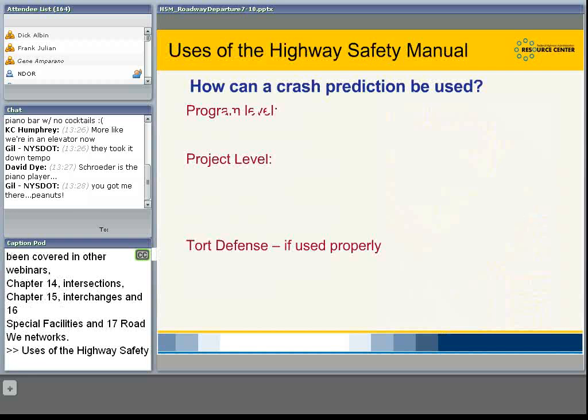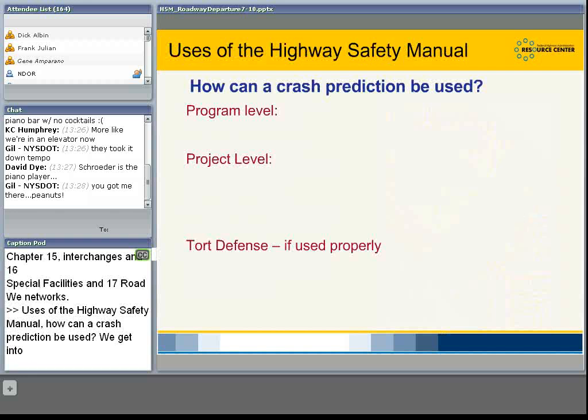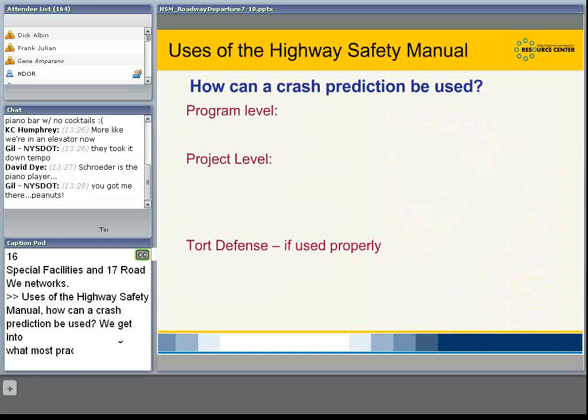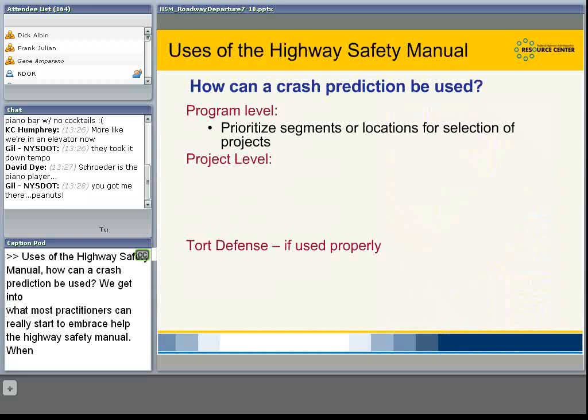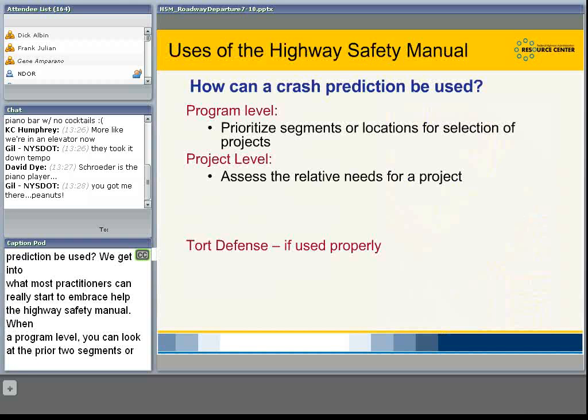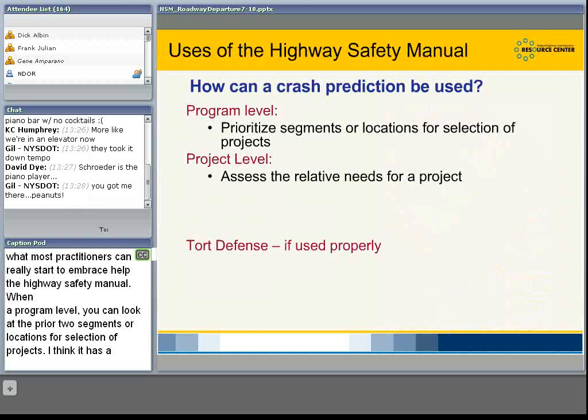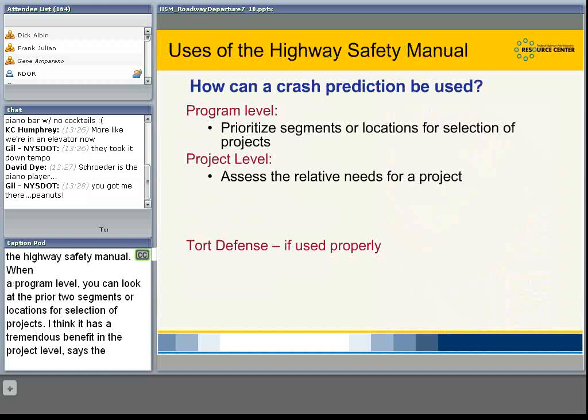Use of the Highway Safety Manual. How can a crash prediction be used? This is where I think most practitioners can really start to embrace the Highway Safety Manual. Certainly on the program level, you can look at prioritizing segments or locations for selections of projects, where I think it has a tremendous benefit in the project level to assess the relative needs for a project.